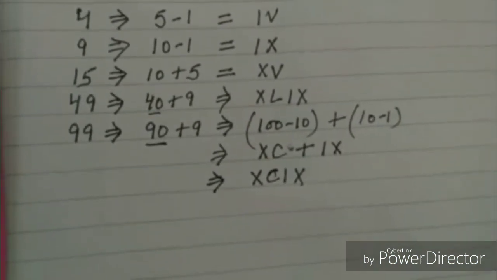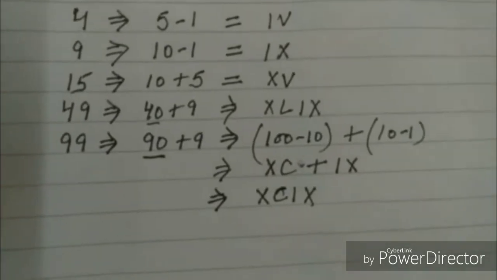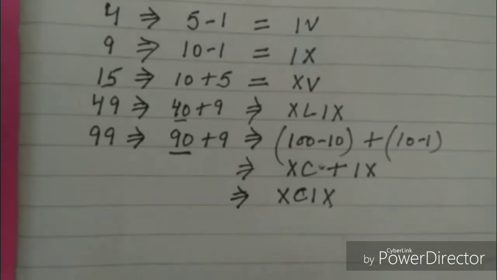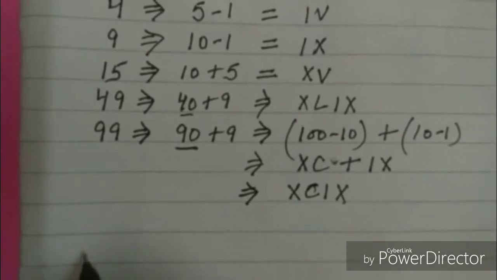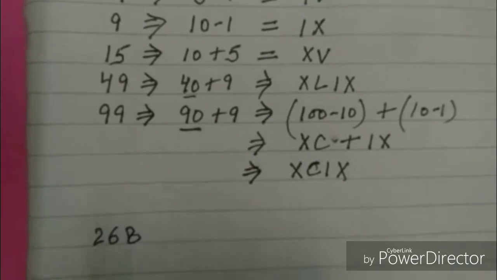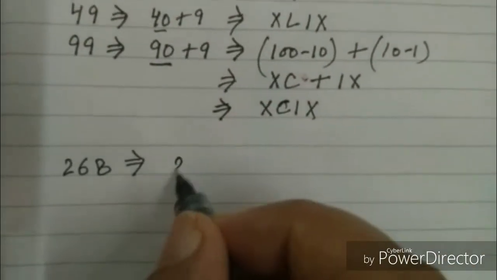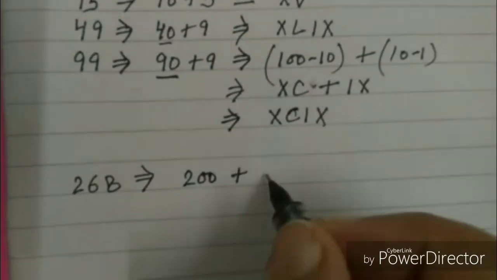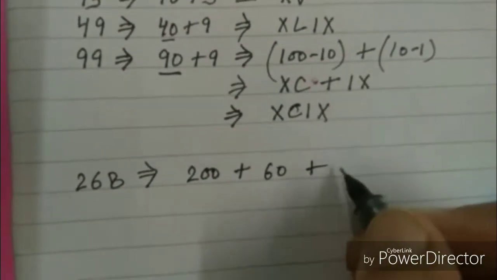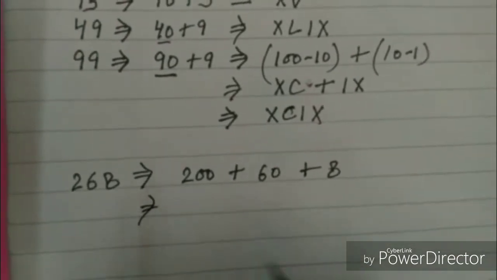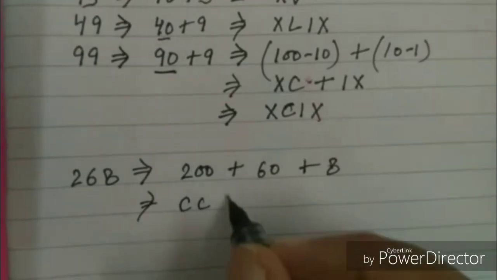Now I think you all have understood 2-digit numbers. So let's take some 3-digit number, for example. Which number should we take? Let's take the number 268. That is 268. So we will apply the same method. First of all we are going to expand: 200 plus 60 plus 8. Simple.